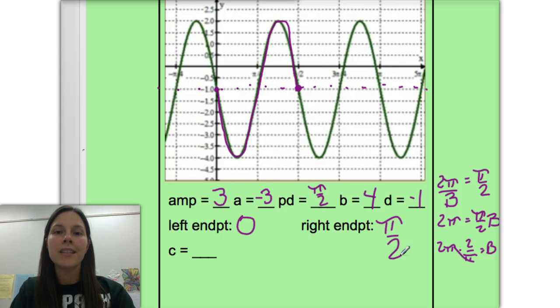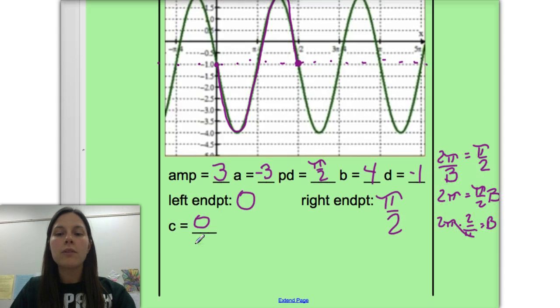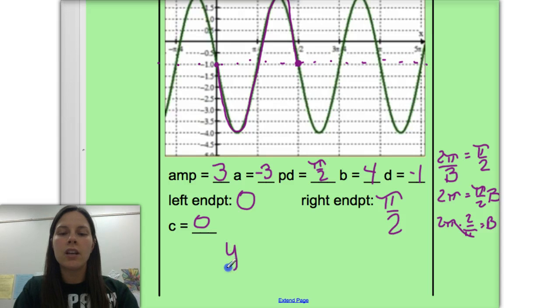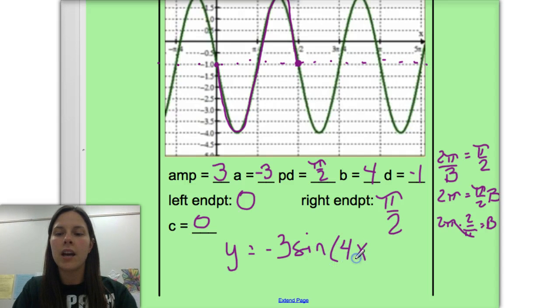And because sine does start at an intercept on the y-axis, we don't have to worry about a phase shift on this one, so our c value will be 0. So once we find a, b, c, and d, we simply put them into our function. So y equals a, -3, times the sine of b, 4, times x, minus c, well we don't have that phase shift so we don't have to worry about that, and then plus d, which in this case is -1.